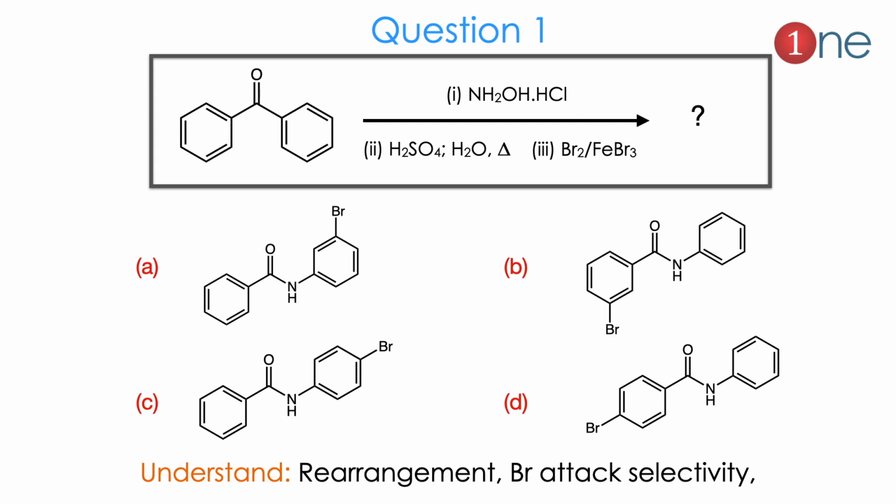Let us see the first question. First question is diphenyl ketone. It's a ketone attached with 2 phenyl rings. And the reagents given were NH2OH and HCl and acid and bromine. Here 4 choices are given. The choices contain amide and bromine.